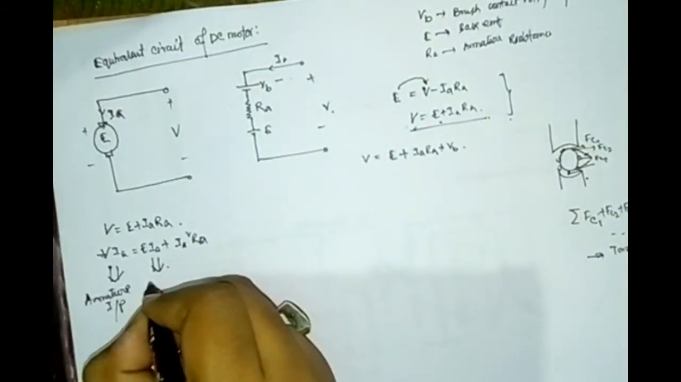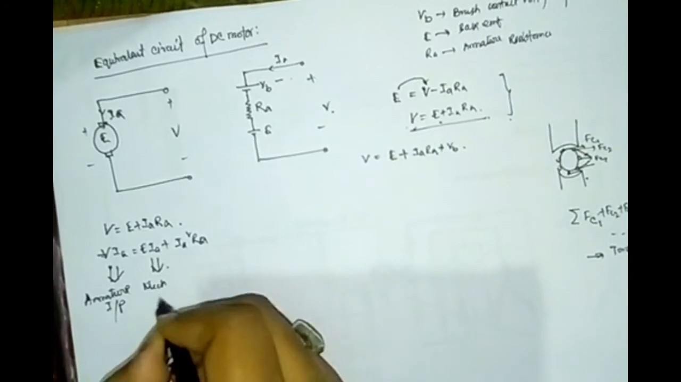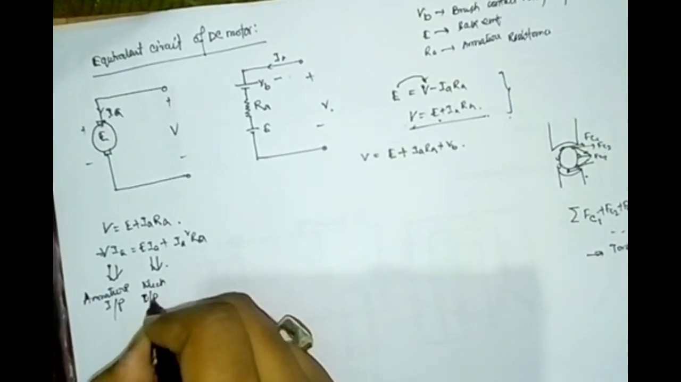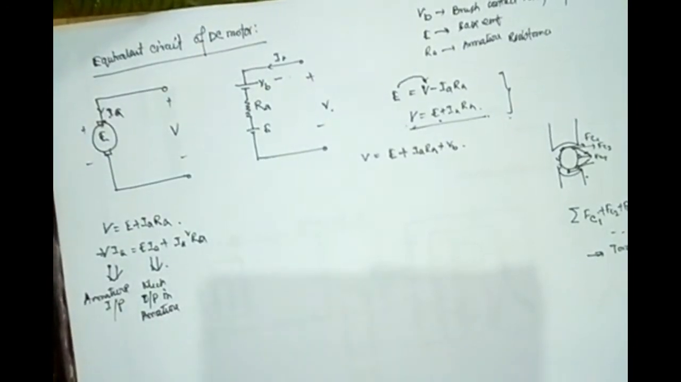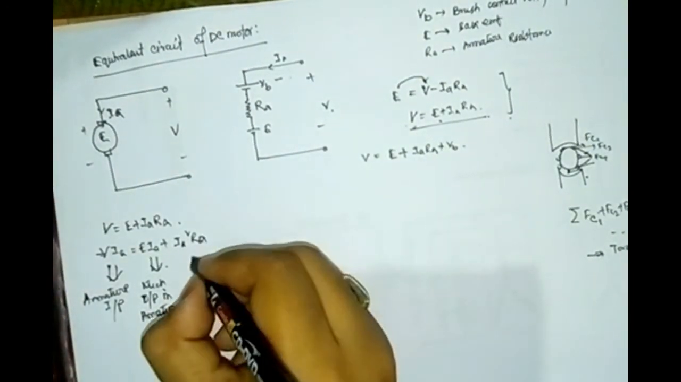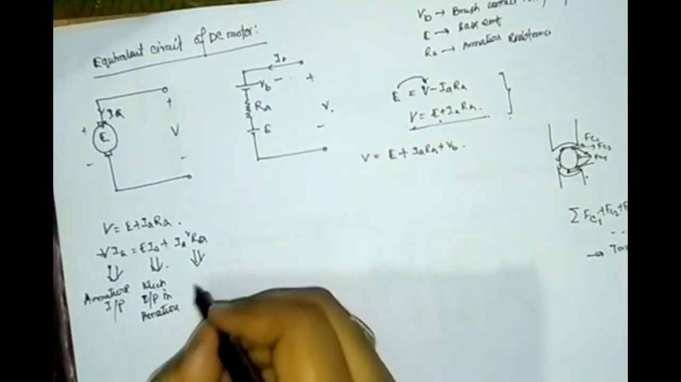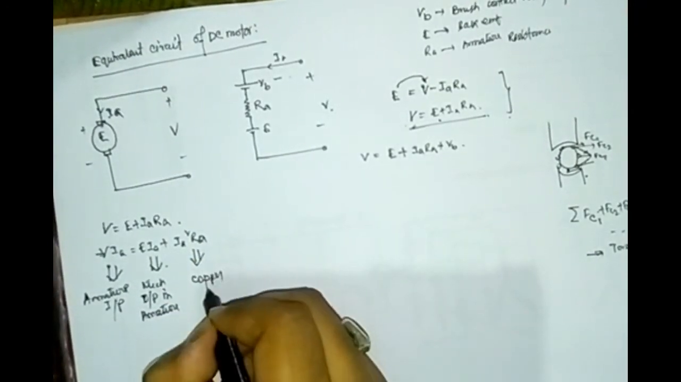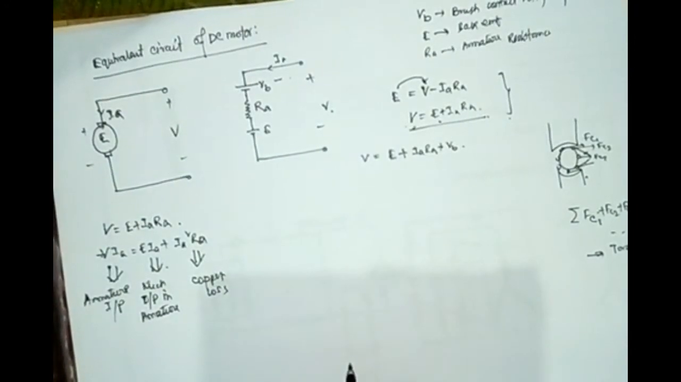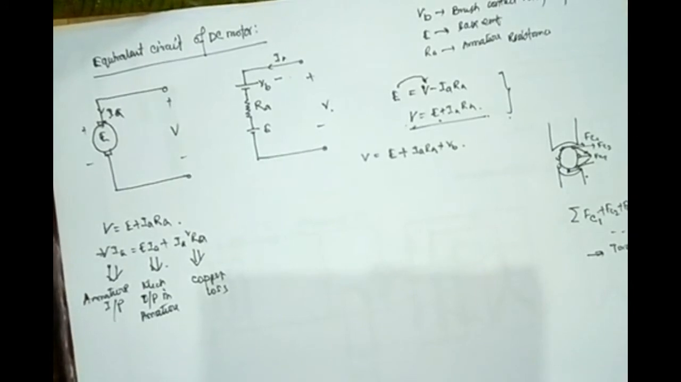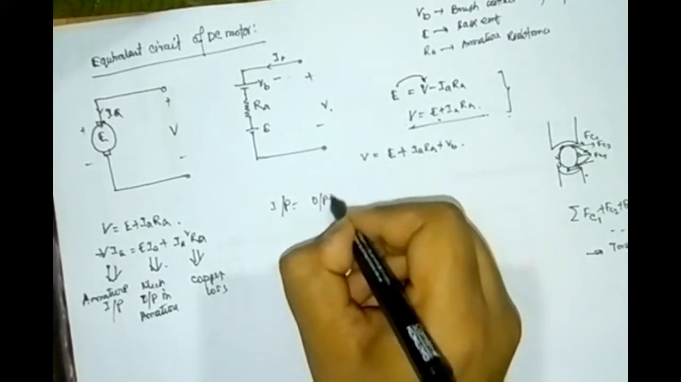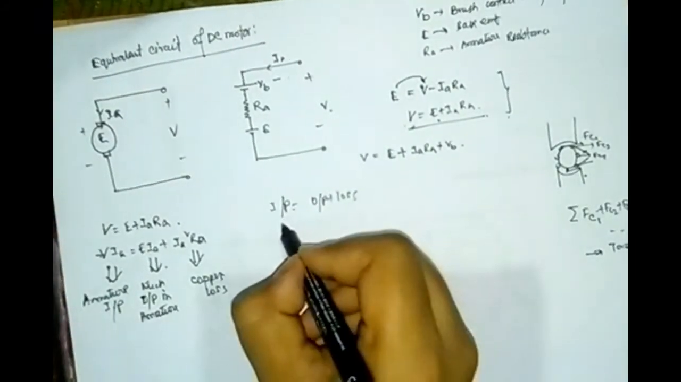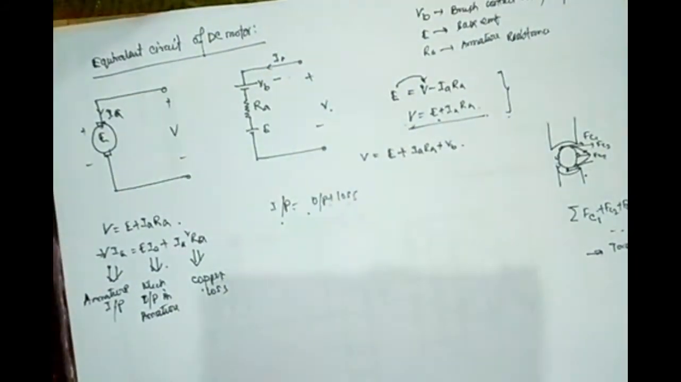So it is the mechanical output in the armature. And IA square RA, you are aware that I square R is the copper loss. So IA square RA is the copper loss. Now we know that input is equal to output plus loss. So it is the input, it is the output, it is the loss.